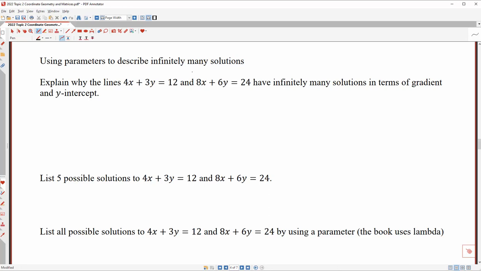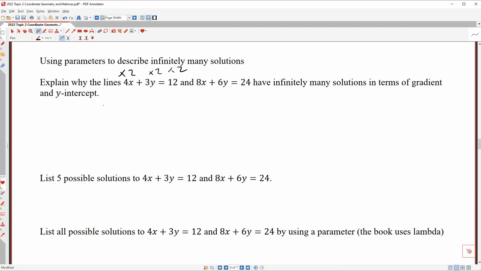Alright, so something a little bit unique to the Cambridge textbook is this idea of using parameters to describe infinitely many solutions. So haven't seen it on too many exams, but it's a good skill to know. So explain why the lines that one and that one have infinitely many solutions in terms of gradient and y-intercept. Well, they're the same function, because if I times that by 2, and that by 2, basically I'm going to produce this.